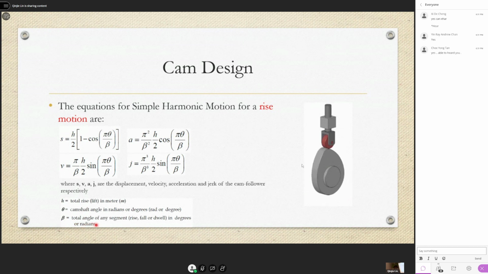Then beta is the total angle of any segment in degrees or radians. Now we are talking about rise, right? That means this part where it rises only, how many degrees describe that. For example, you see down here, it's only from around here to here where there's a rise motion only. So the angle will be from somewhere here to somewhere here, maybe 30 degrees, maybe 40 degrees. Of course, I wouldn't know from this image. That's what beta is trying to say.